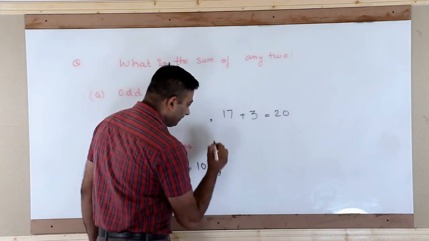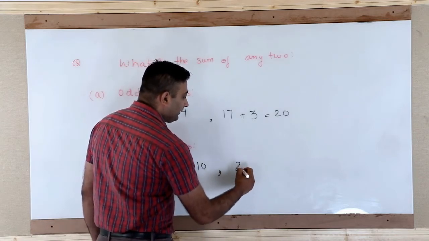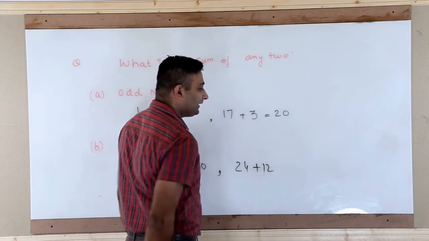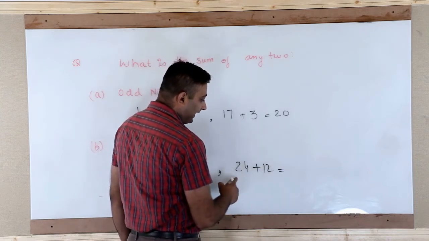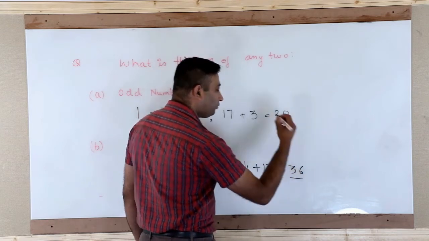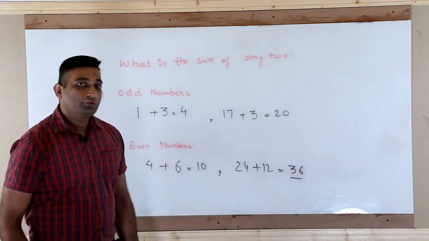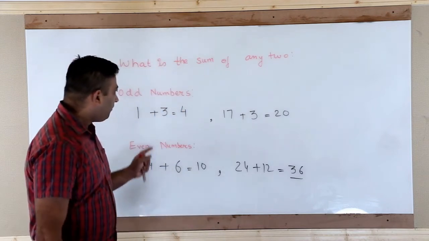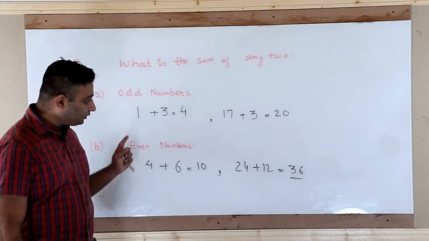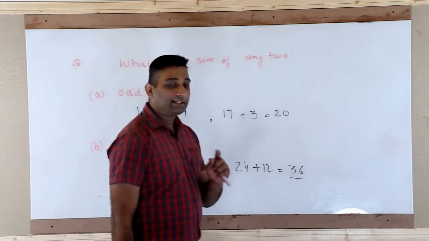Now, let us take one more example. 24 is an even number and 12 is also an even number. Now, let us add these two. What we will get? 36, which is also an even number. So, we got to know that the sum of two odd numbers is an even number and the sum of two even numbers is an even number.